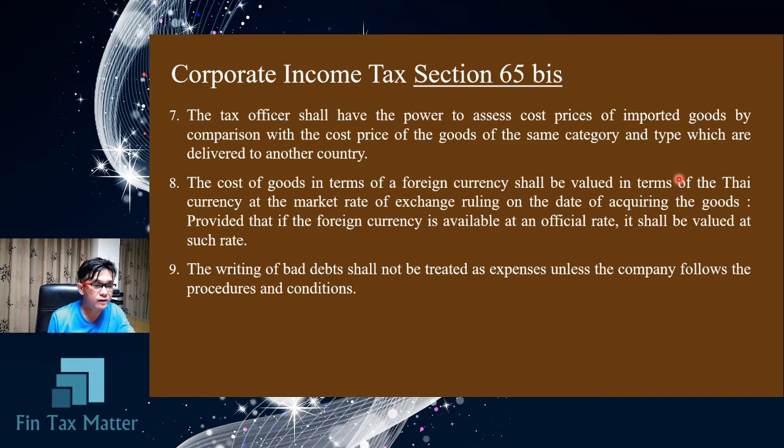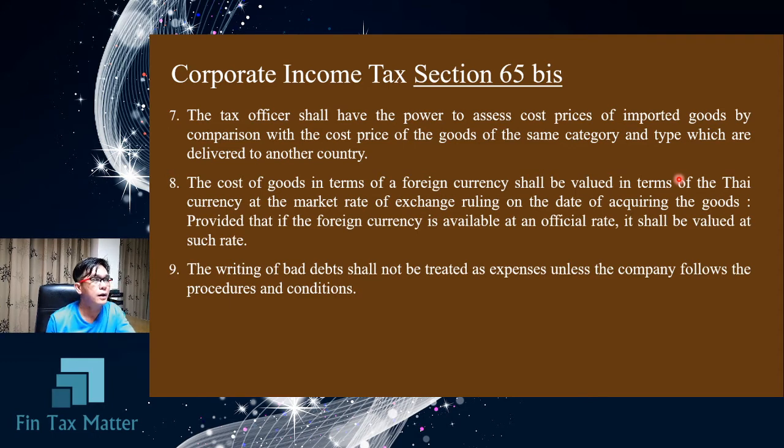Okay. Next one for section 65 bis number 8. The cost of the goods in terms of foreign currency shall be valued into Thai baht at the market rate of exchange at the date of acquiring the goods. Okay, that will be the foreign currency that is available at an official rate. This means that since the collection of the tax is in Thai baht, in every transaction that is in foreign currency, it shall be valued into Thai baht. Every time they have a transaction in foreign currency, it should be converted into Thai baht using the exchange rate that rules on each day.